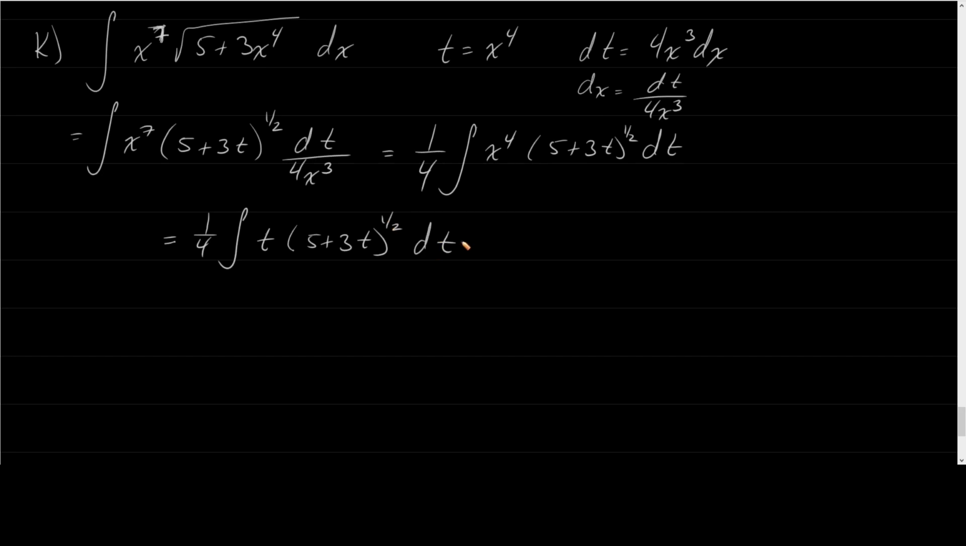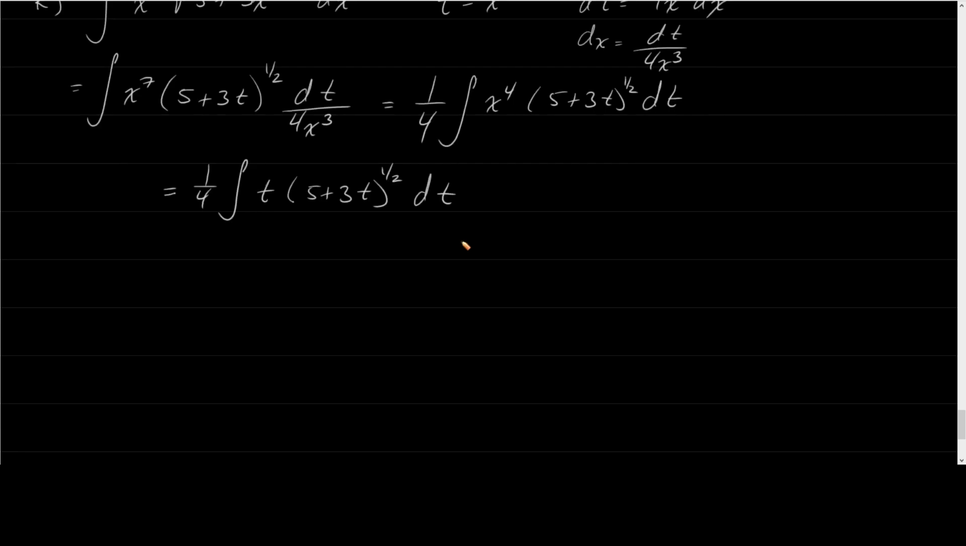Now what we have is a product of two functions there, t and (5 plus 3t) to the 1/2. Now, as far as which one should be u, this one's kind of difficult, in the sense that all we've got is a bunch of algebraic stuff, right? So how do we decide what should be the u? Well, this one just essentially becomes trial and error.